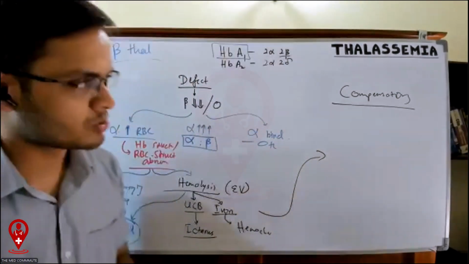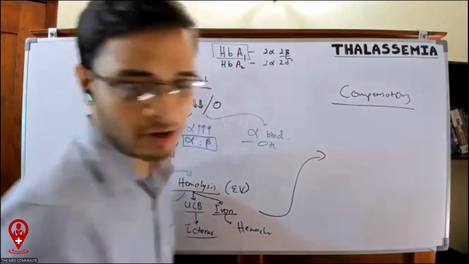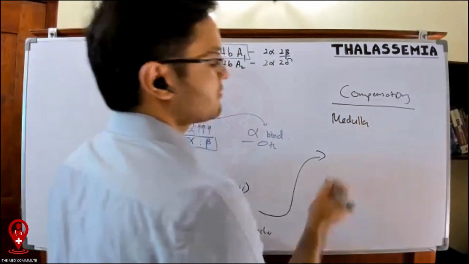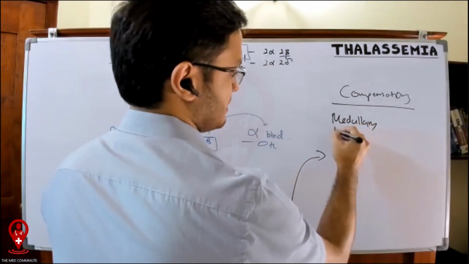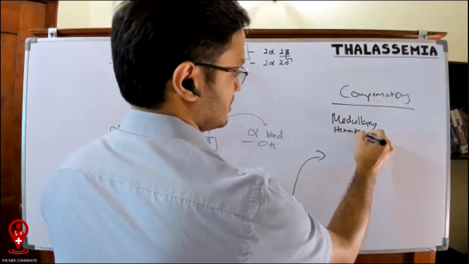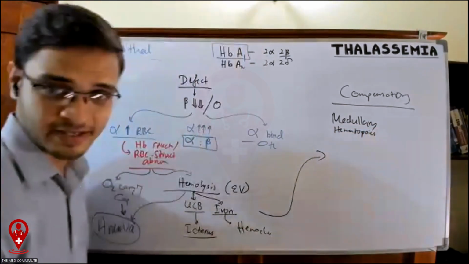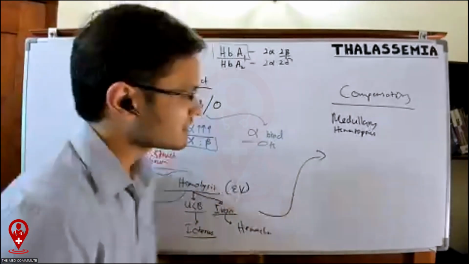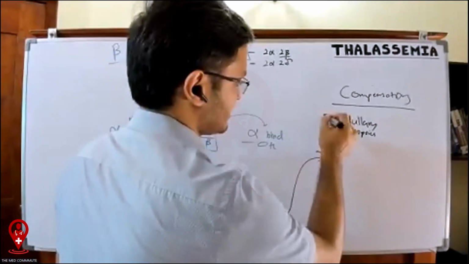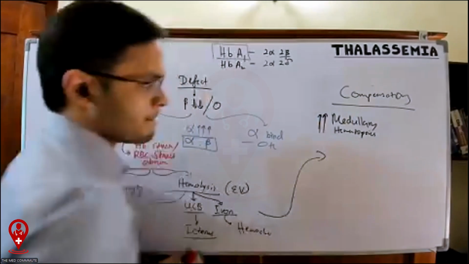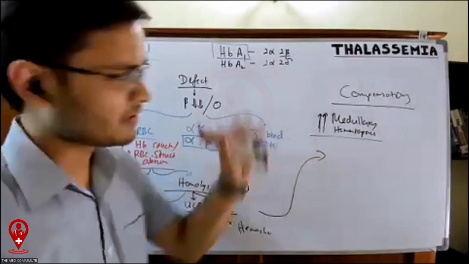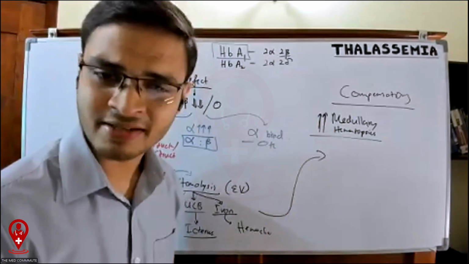Look at this, guys. Usually, RBCs are produced by what we call medullary hematopoiesis, the medulla of long bones. This is how we produce our RBCs. Now, what is going to happen? As a compensatory mechanism, this medullary hematopoiesis is going to increase. But the problem is, guys, not in our usual femur and all. They are already producing RBCs at their capacity.